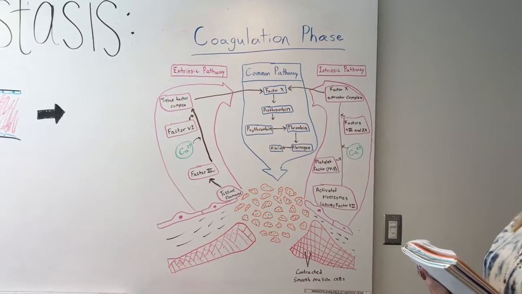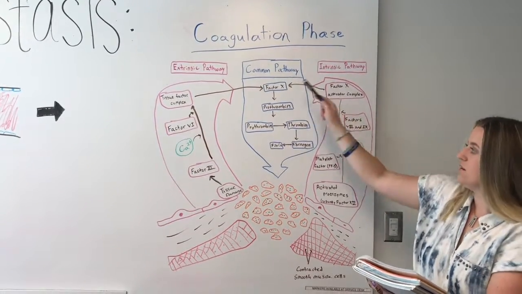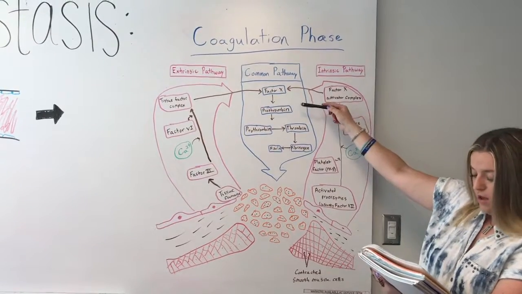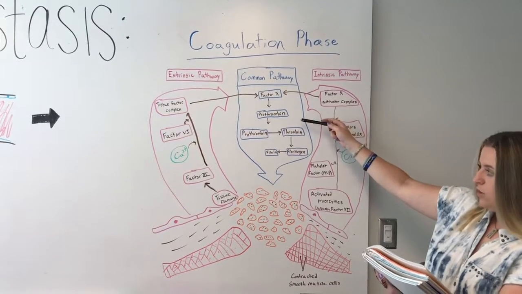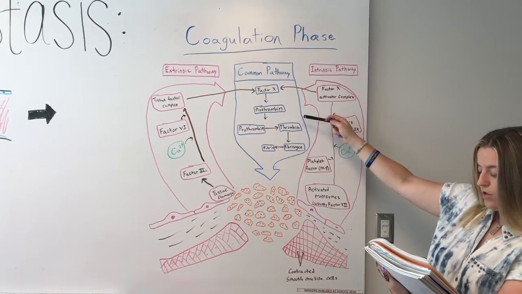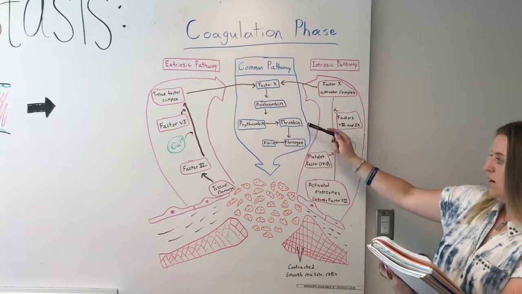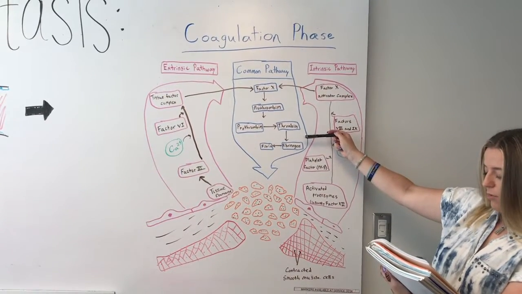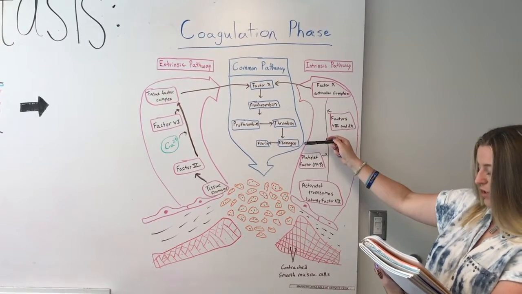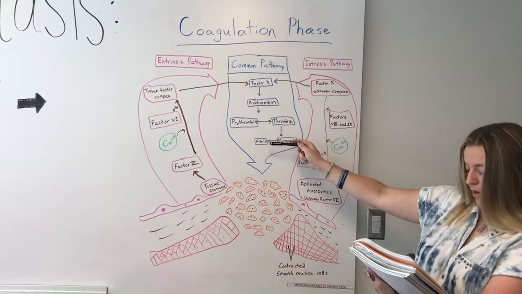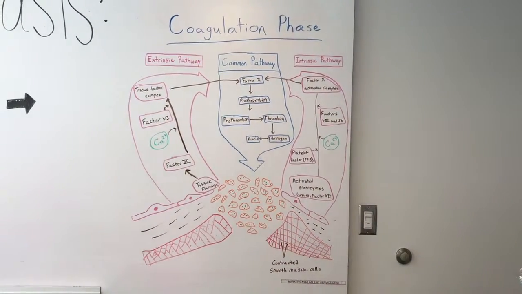The common pathway begins with the enzyme complex formed by either pathway, which activates factor X on both sides, as we mentioned before. Factor X then activates a complex called prothrombin activator, which converts the proenzyme prothrombin into the enzyme thrombin. The thrombin completes the clotting process by converting fibrinogen, a soluble plasma protein, to insoluble strands of fibrin, producing the blood clot, as shown right there.